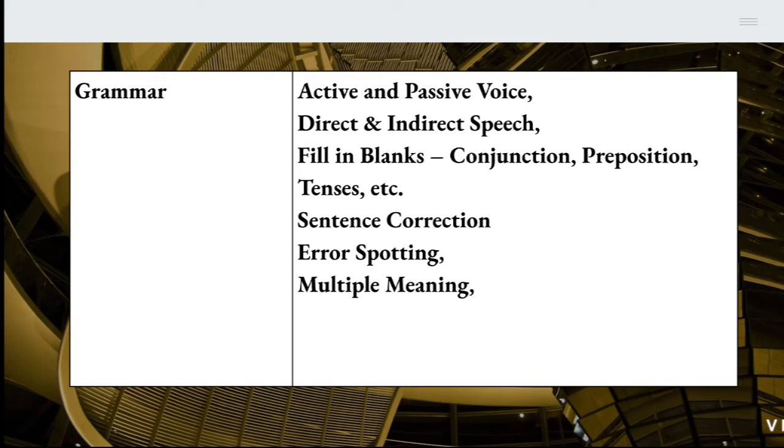Grammar, which is a very important criterion, I would say. Active and passive voice, basically voice change, and direct and indirect speech, narration change. You know it very well. Fill in the blanks with appropriate conjunctions, prepositions, tenses, and so on. Sentence correction, error spotting. Sentence correction is where you will have to find the correct sequence. Error spotting, you will have to find the erroneous portion in a sentence.